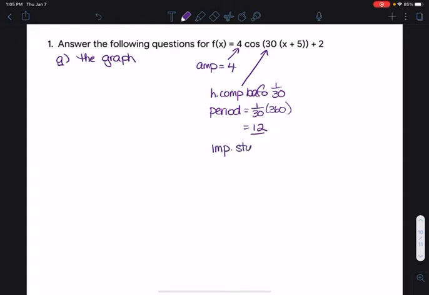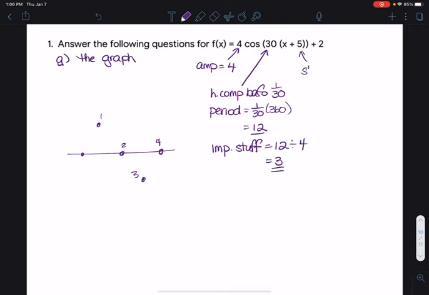Important stuff happens every quarter period. So it's going to be take the period and divide by 4. So the important stuff is going to happen every 3 ticks on our graph. So remember that the important stuff on a sine graph starts on the axes, and then it goes max, axes, min, axes. So 1, 2, 3, 4 things. So important stuff every quarter period, which in this case is 3.